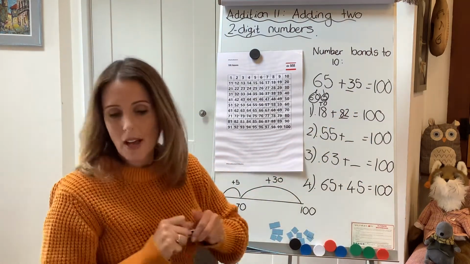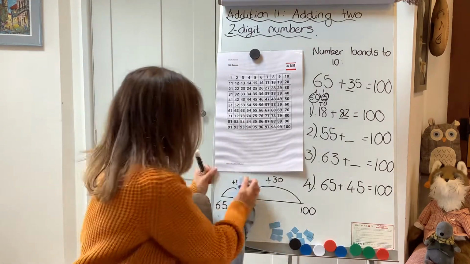Another one, 55 add 100. We can do that one on the number line.